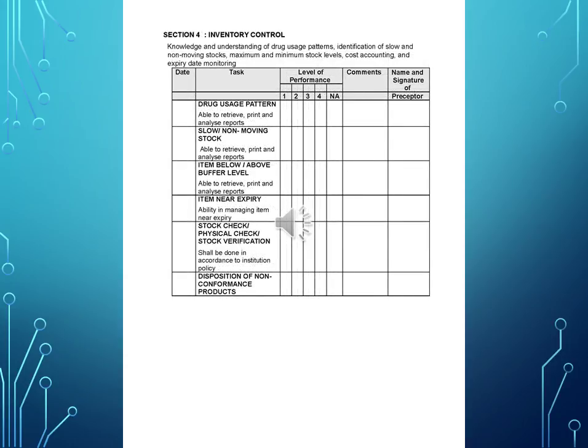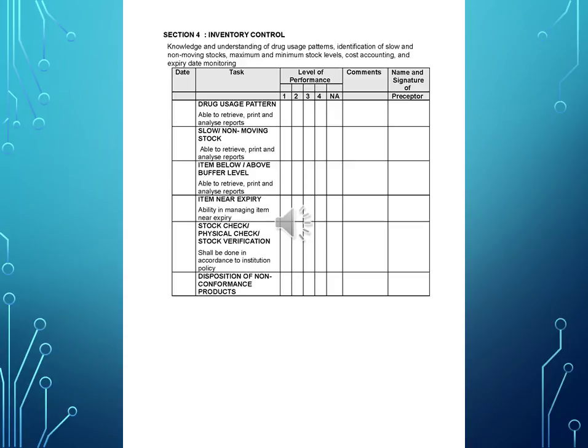Section 4. Inventory control. Knowledge and understanding of drug usage patterns, identification of slow and non-moving stocks, maximum and minimum stock levels, cost accounting, and expiry date monitoring. Date, task, level of performance, comments, name and signature of preceptor. Drug usage pattern: able to retrieve printable reports.